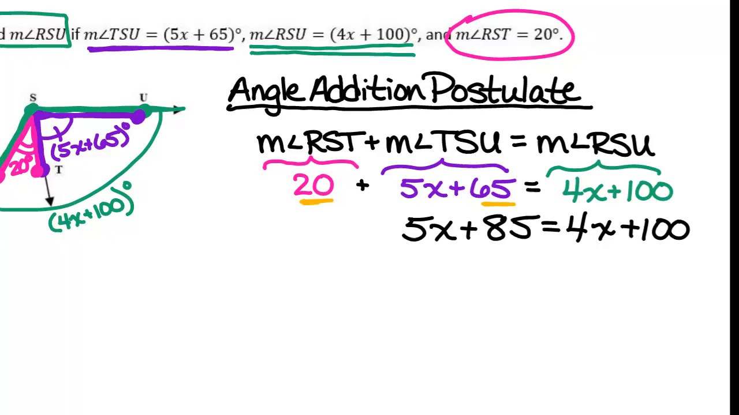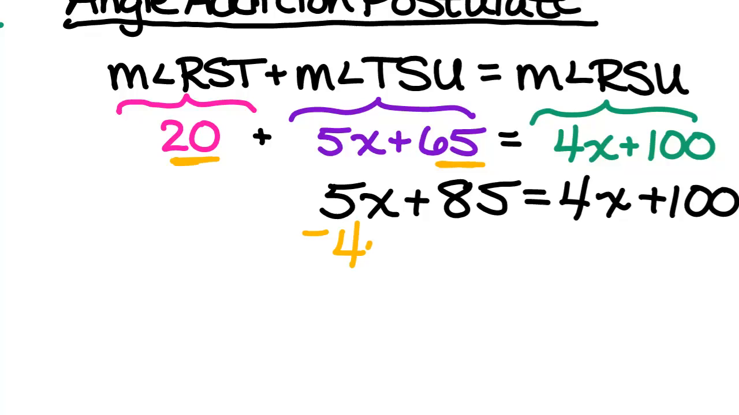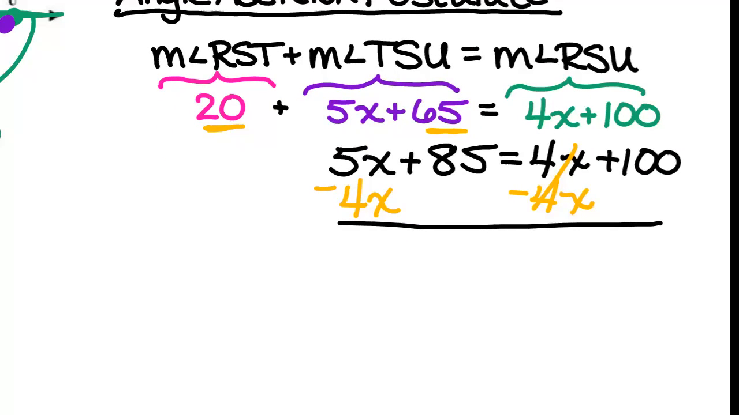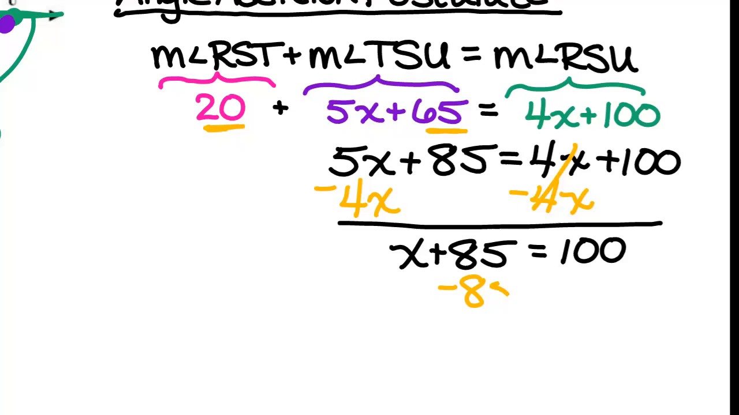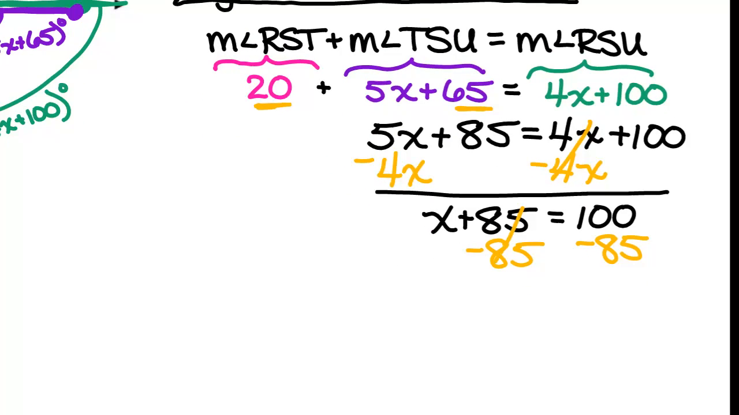Now what do I do? Subtract 4x from both sides. So that gives me x plus 85 equals 100. Now what? Subtract 85 from both sides. What am I using to be able to do that? Subtraction property of equality. What is 100 minus 85? So x is 15.